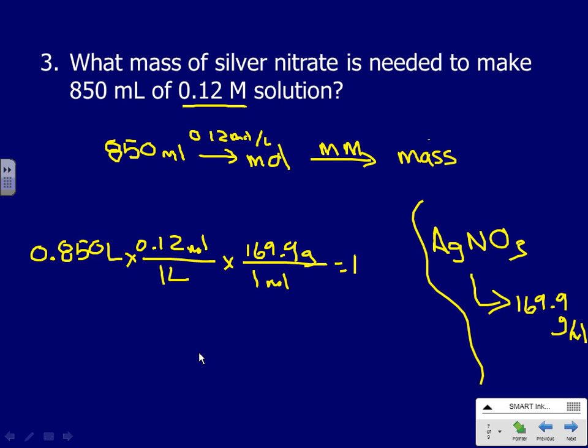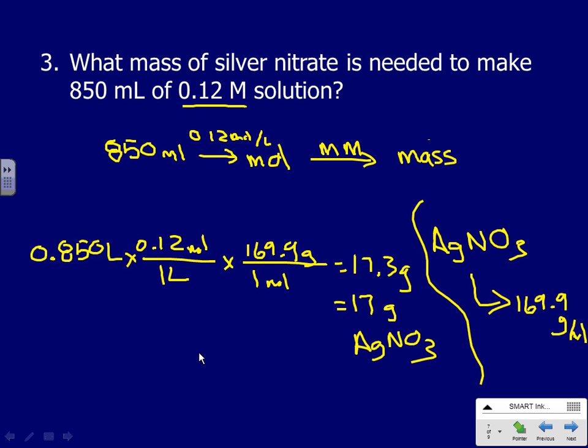17.3? 17.3 grams, just checking for significant digits. That could be 3, but our concentration is just 2, right? Because remember that point, that 0 is just a holder. It's just telling us where to start. So 17 grams AgNO3, and I hope it's right, because Wes will never give an answer up again if you got it wrong.